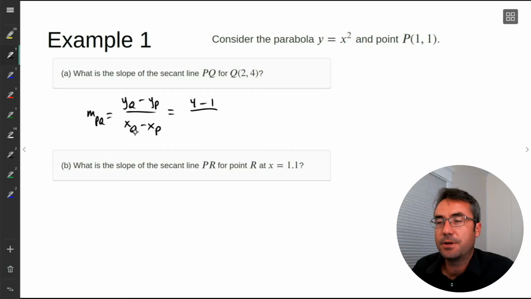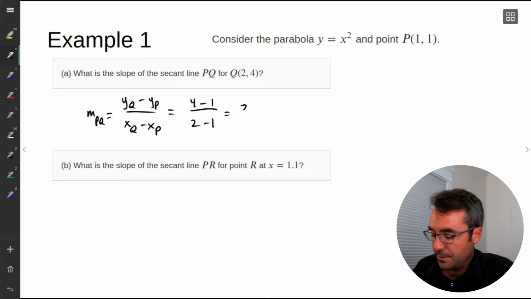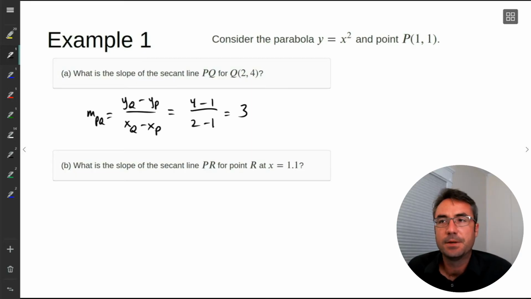And then our x coordinate for Q is 2. And then our x coordinate for P is 1. Oop, wrong one. There's our x coordinate. It's 1. So we get 3 over 1, 3. So the slope of that secant line connecting points P and Q is 3.